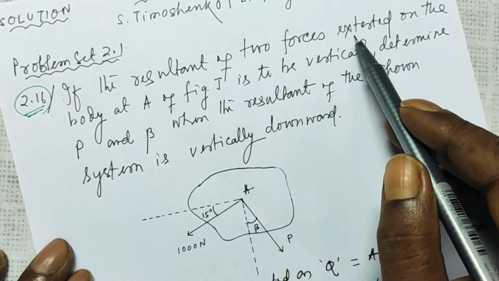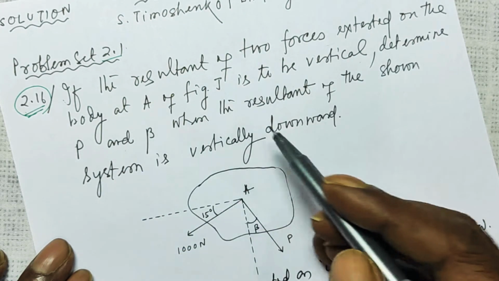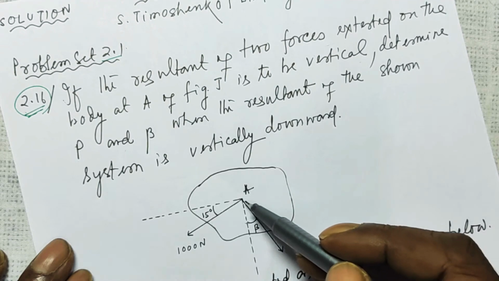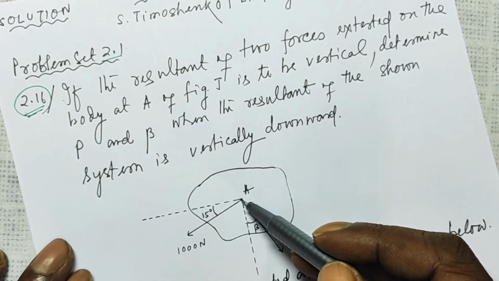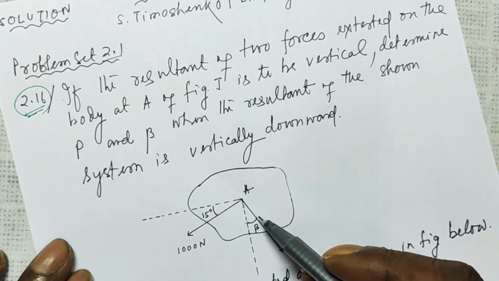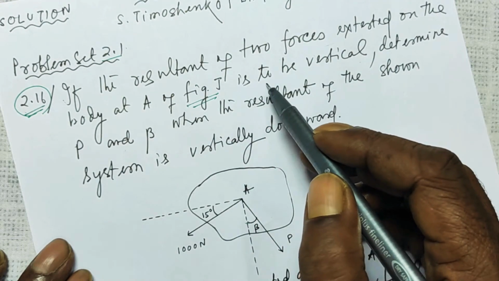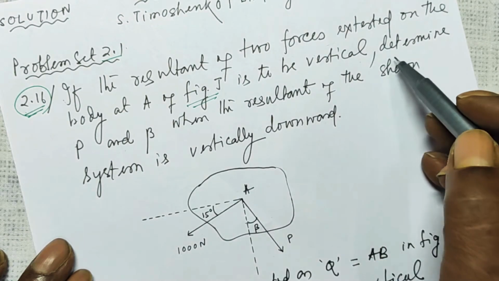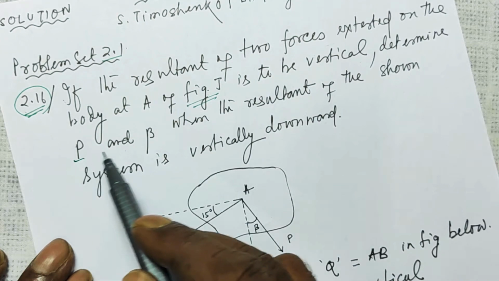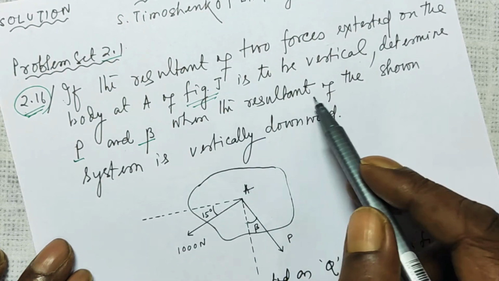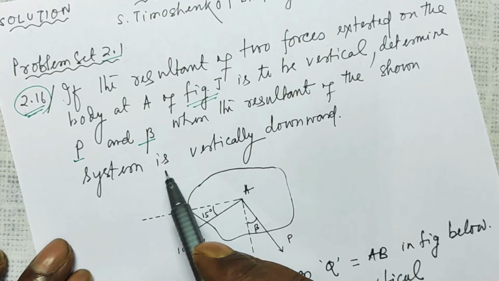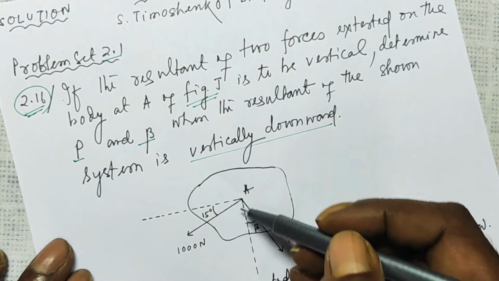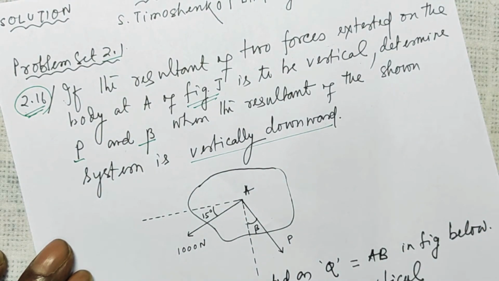If the resultant of two forces exerted on the body at A, this 1000 Newton and this P Newton force acting at point A, as in figure J in your book, is to be vertical, then determine the value of P and the angle beta when the resultant of the system shown is vertically downward. The resultant of this force and this force is to be vertical.